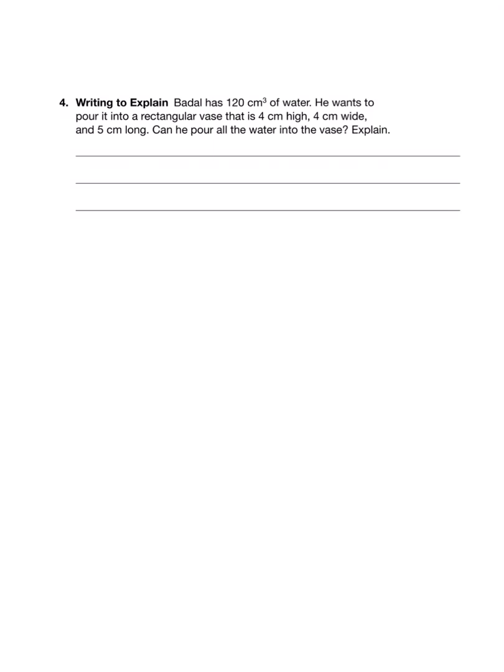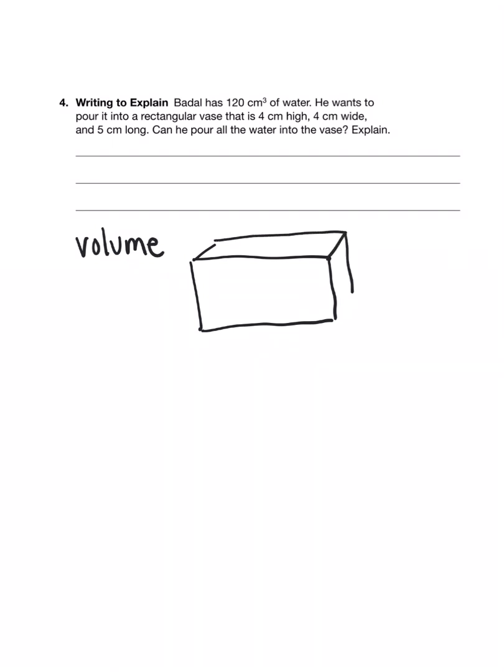An important vocabulary word that you might use in this question is the word volume. Remember that the word volume refers to the amount of something that can fit inside of a container. So for example, in this question, the volume of the rectangular vase is how much water that can fit inside that vase.